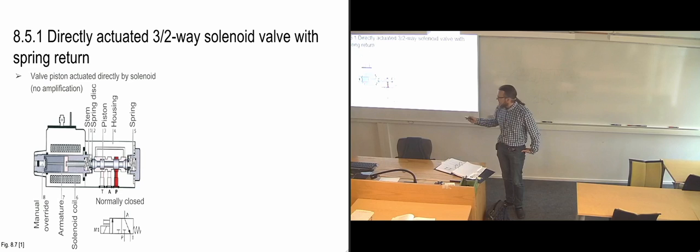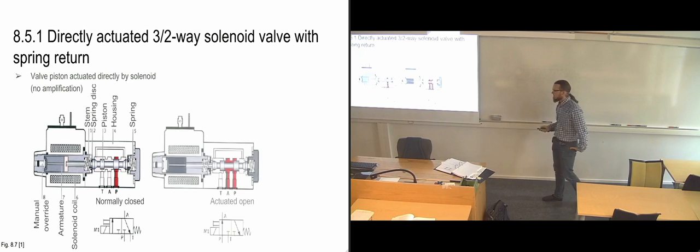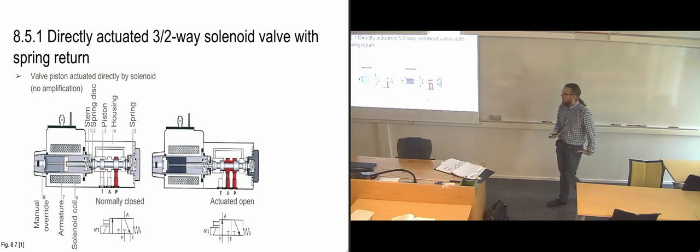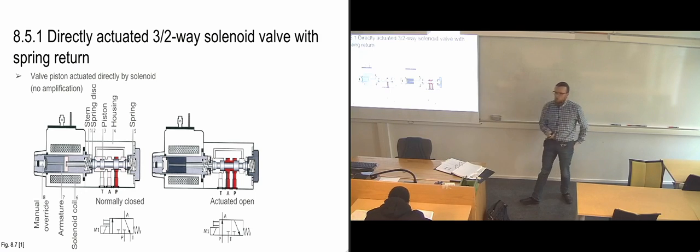And then we have the manual override over on the end there. There should be a push button on the figure there. And this one was normally closed, and now it's been actuated. So the spring has been compressed on this edge, and we have opened up flow from the pressure to the components.